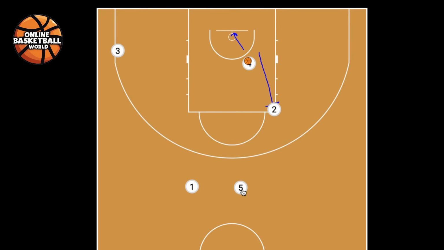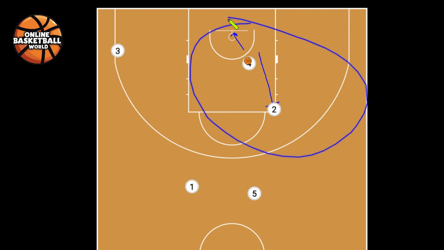Now, there are a few things that you can do to make this easier, right? If you want to have number 5 kind of pop outside the 3-point line once that screen action is taking place, I don't think there's any negative side to that as well. We can bring that defender outside the 3-point line.